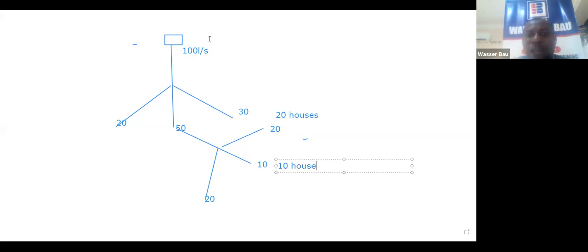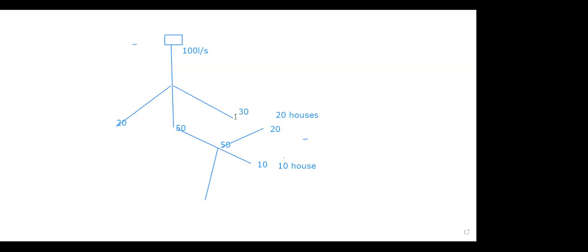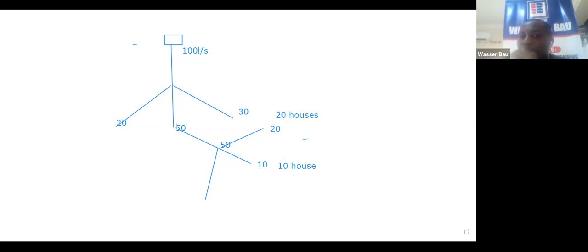So if peradventure I removed this 20 and I ask you what is going to be there, all you need to do is to say, because this 50, when it comes here, it maintains that 50. Then when it now comes here, it shares this water based on the demand. So if I ask you now, what is the base demand here? You say it's going to be 20. But the base demand here will be 50. The base demand here will be 30. The base demand here will be 50.